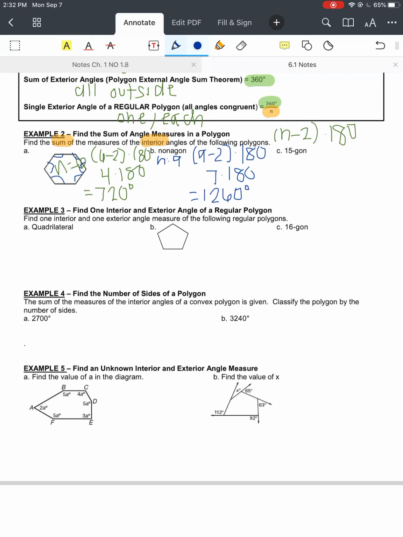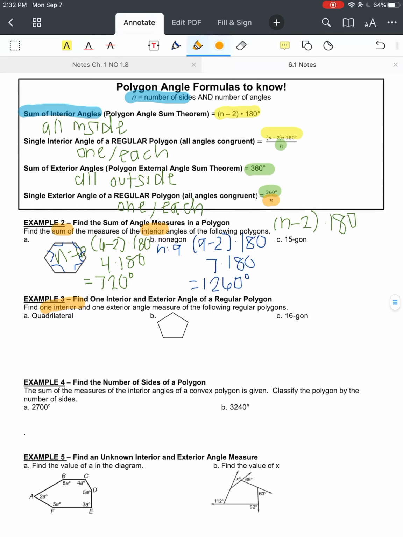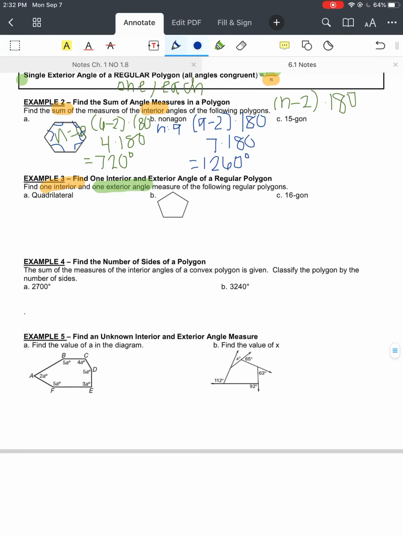All right, now, example 3. Find one interior and one exterior angle. So I see one interior and I think, okay, one interior angle, I'm going to be using this single interior angle formula. Then for one exterior angle, I'm going to be using this single exterior, number 4, the 4th formula up there, the 4th equation for each. So let's go ahead and try this.